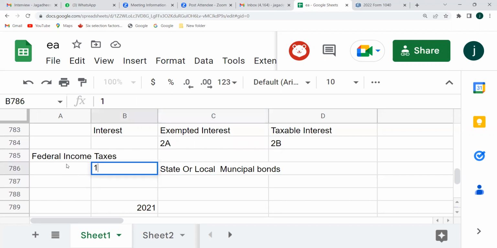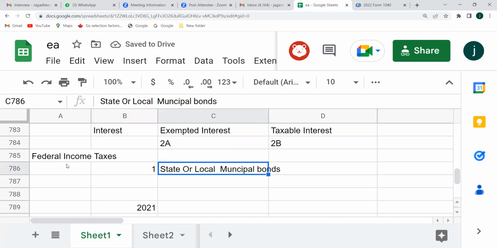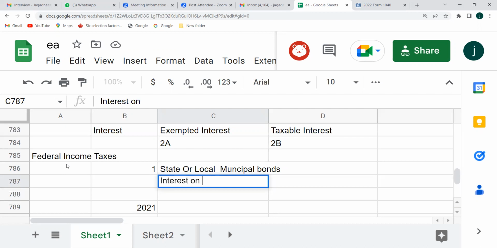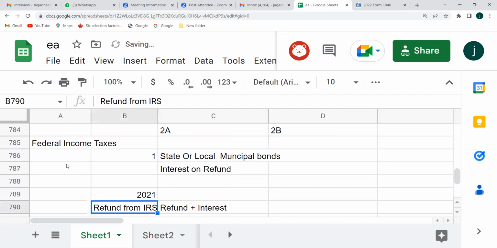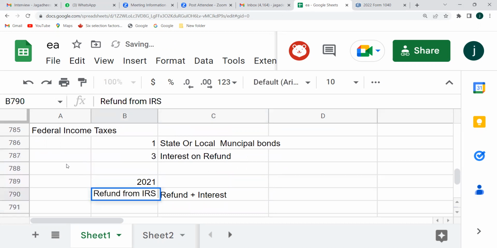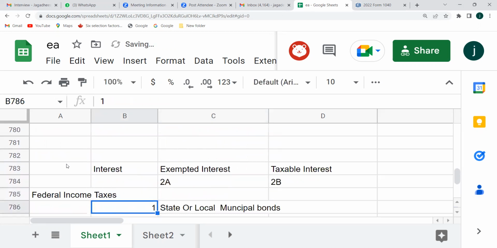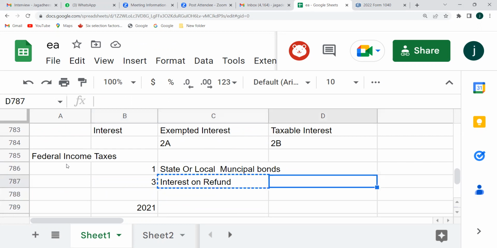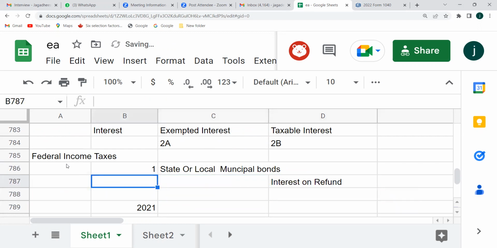So one point here is that state, local, or municipal bond interest will be exempt from tax. And the third point, interest on refund: is it exempted or taxable? Taxable. Okay, I need to write it here now. This is exempted, and this first point is taxable.